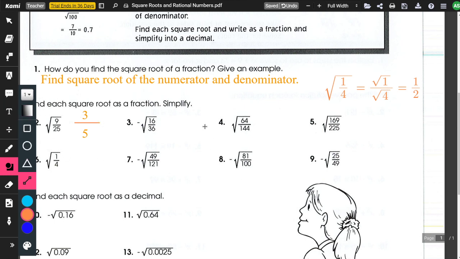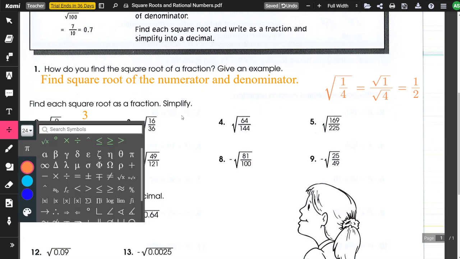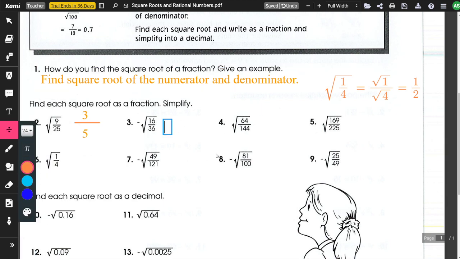Okay. Here we do have a negative sign outside, so we need to make sure we have that negative sign. So I'm going to use the equation bar this time. So there's my negative sign. Square root of 16 is 4. And the square root of 36 is 6. And there we go. There's our answer for this one too. Easy peasy.